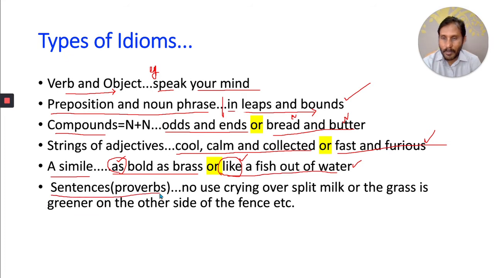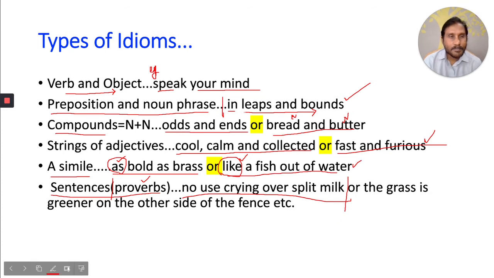Sentences. An idiom can be a proverb, a sentence. What is a proverb? It teaches us some good moral conduct. In Telugu and English, there are so many proverbs. So an idiom can be a full sentence or a proverb. No use crying over spilt milk. Suppose a student failed in the examinations because he was not attending the classes regularly, and after the results come, he feels very sad. You say, there's no use crying over spilt milk.